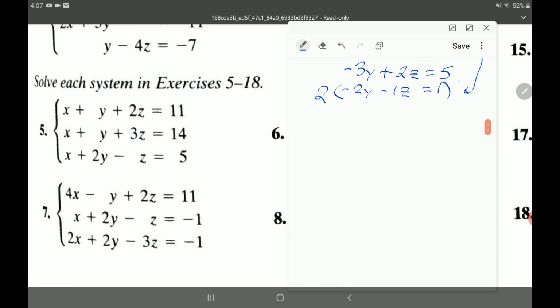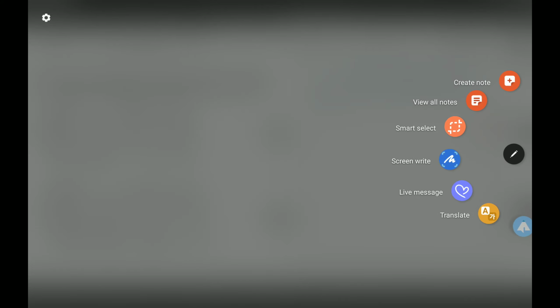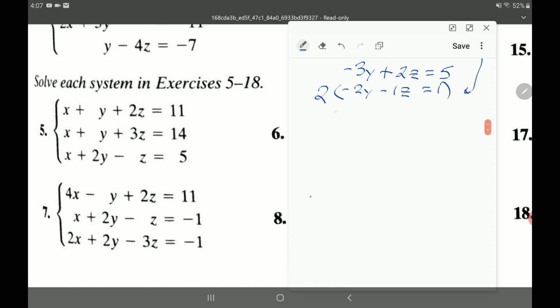So I'm going to bring everything down. I don't know what those lines represent, but we'll say they represent something. All right. So bring everything down. That'll give me -3y plus 2z equals 5.